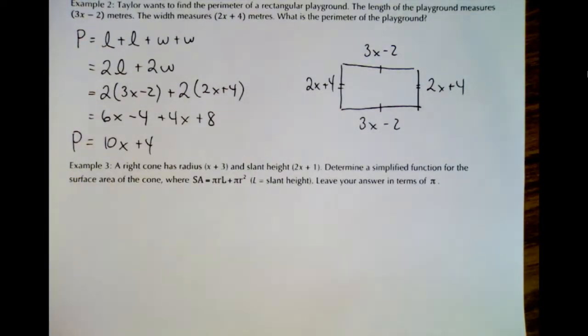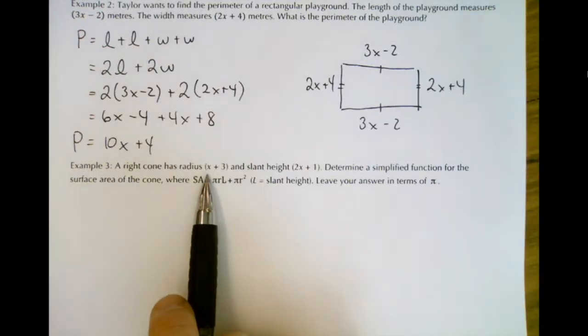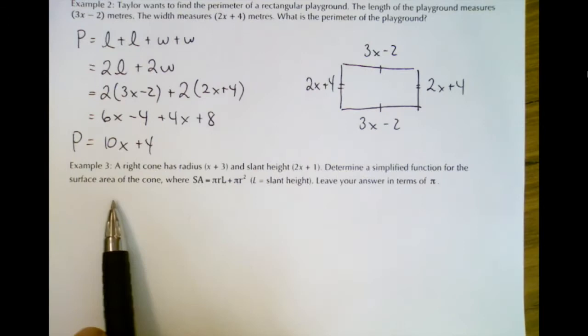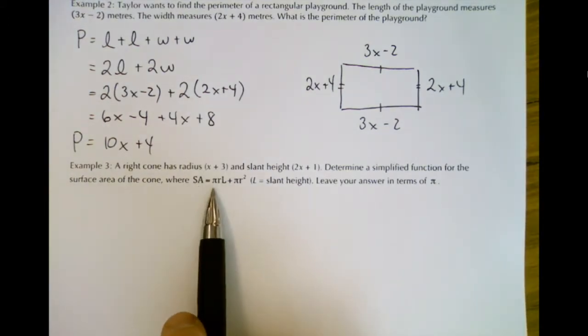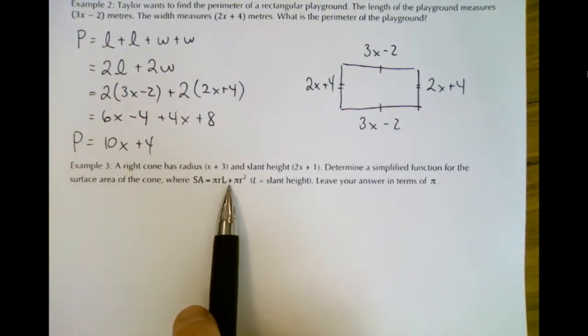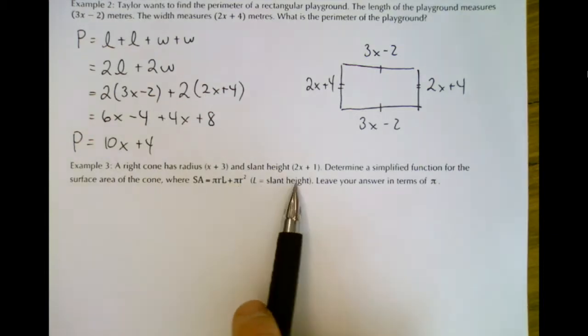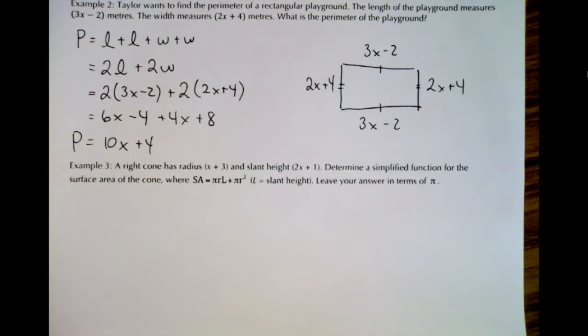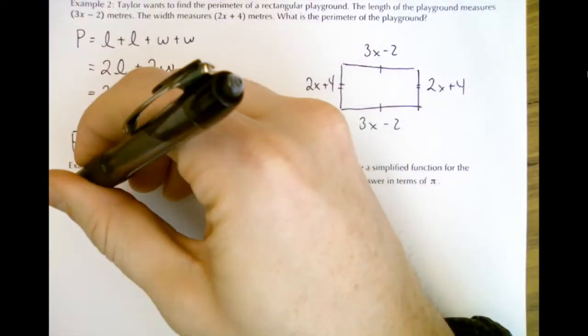Let's try another one that's slightly more complicated. A right cone has a radius of x plus 3 and a slant height of 2x plus 1. Determine a simplified function for the surface area of the cone where the surface area is pi r L plus pi r squared. L is the slant height. Leave your answer in terms of pi. This is going to be something new, potentially. Let's see what we got.